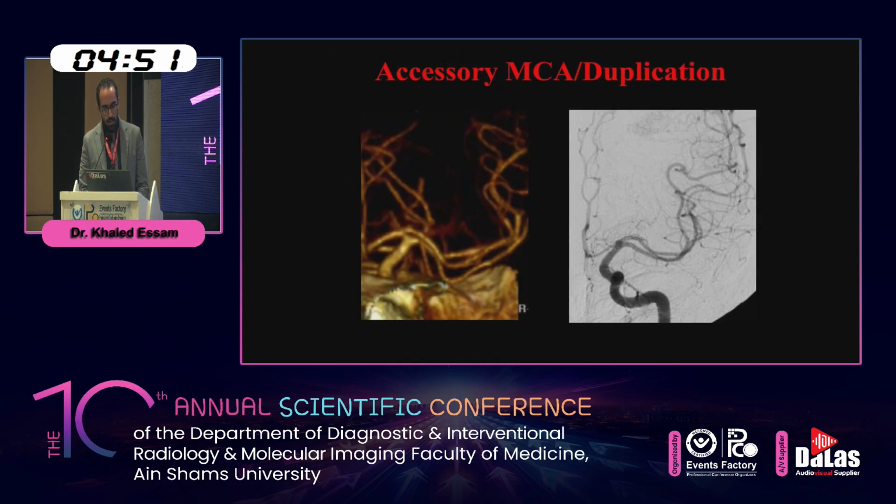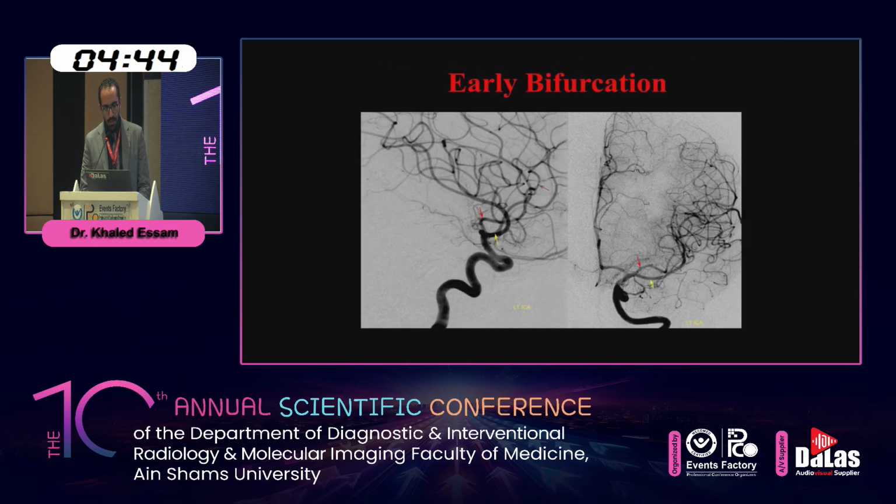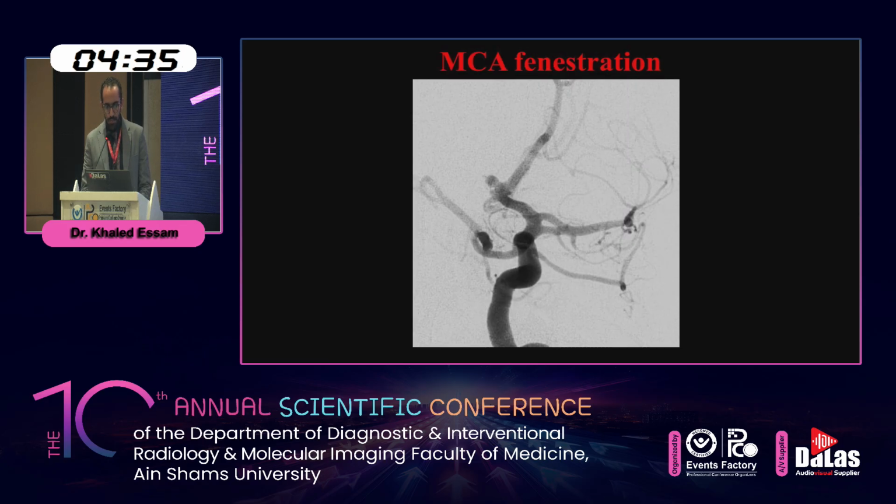And this is an angiography image showing the duplication of middle cerebral arteries. There are two middle cerebral arteries arising from the left side. Here is early bifurcation at the red and yellow arrows. A short stem of the middle cerebral artery M1 segment, then early bifurcation. Fenestration of the middle cerebral artery is also seen.